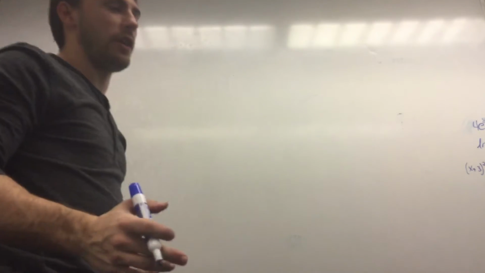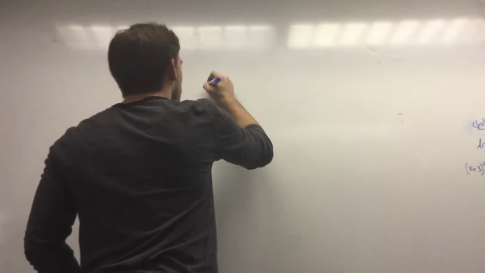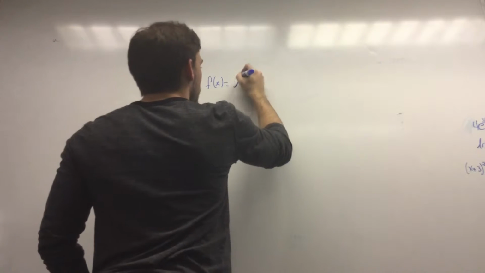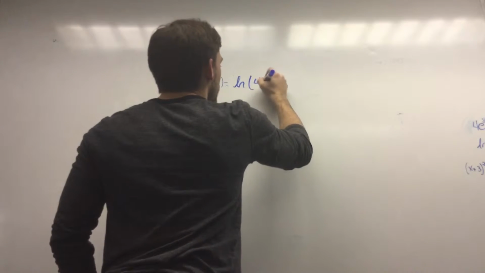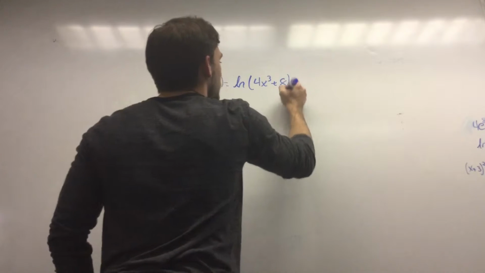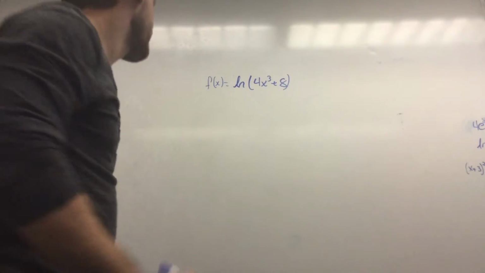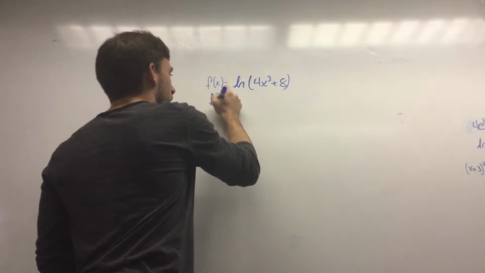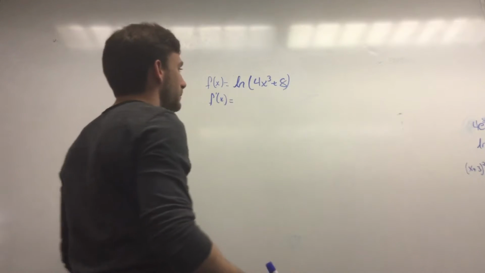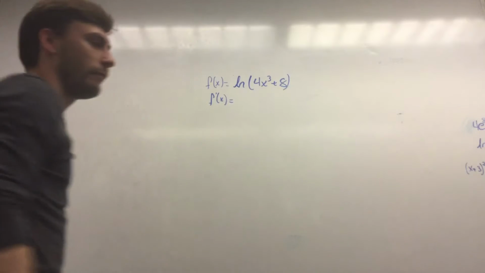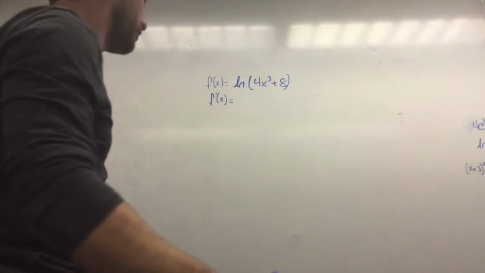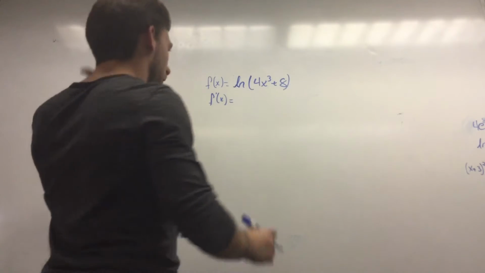I'm going to use a natural log. So I'm going to say my f of x is equal to the natural log of 4x to the third plus 8. I want to take the derivative. So I want to find f prime of x again. So, how am I going to do it? Oh, good guess. Chain rule. So I'm going to take the chain rule.